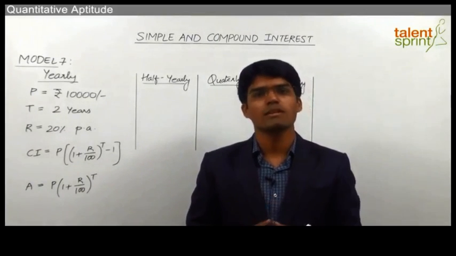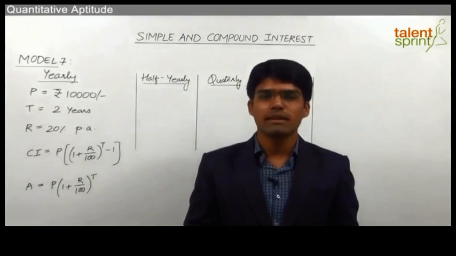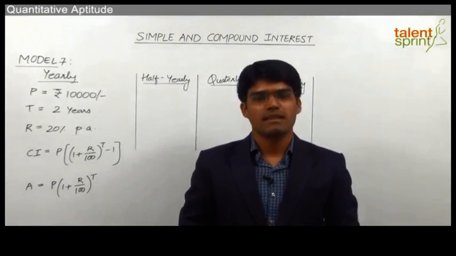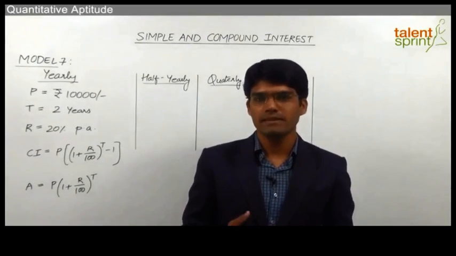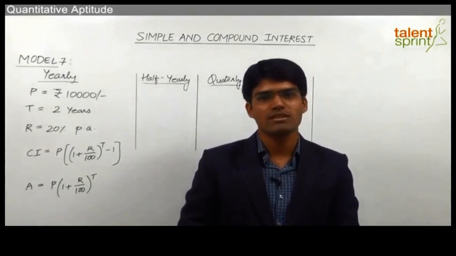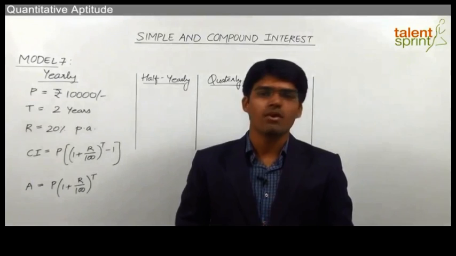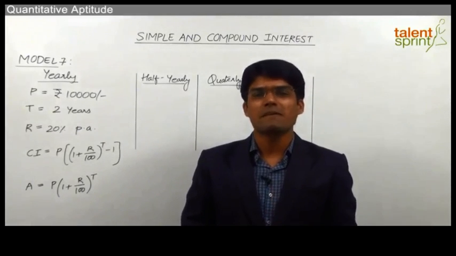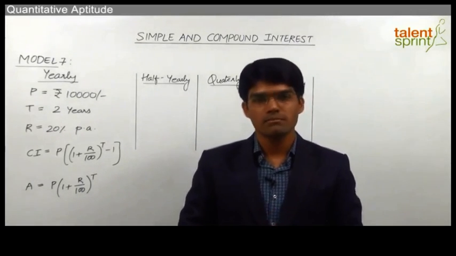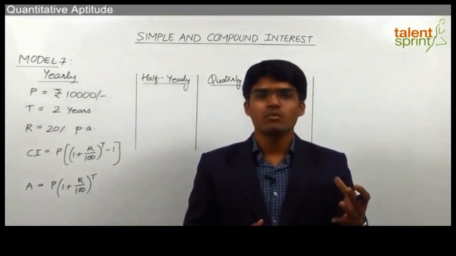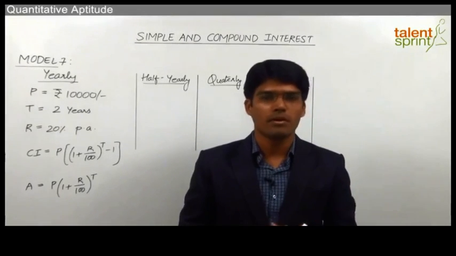So in case of quarterly compounding, the interest is calculated at the end of every 3 months. And as the interest is calculated after every 3 months, the principal also has to change after every 3 months. So how to find out the total compound interest or the total amount in case of half-yearly compounding or quarterly compounding? Or similarly, there is one more case which is called biennially compounding.